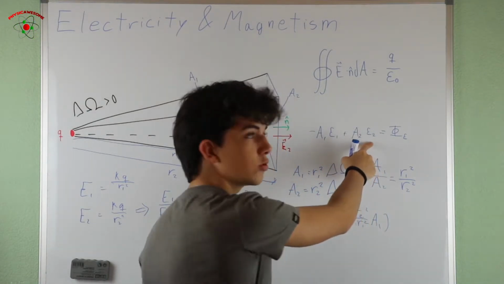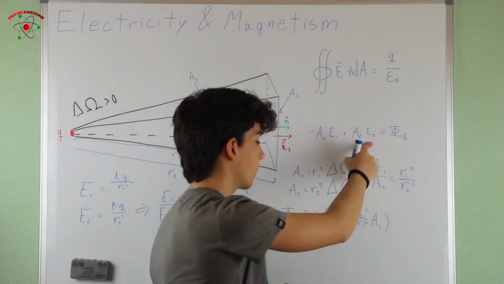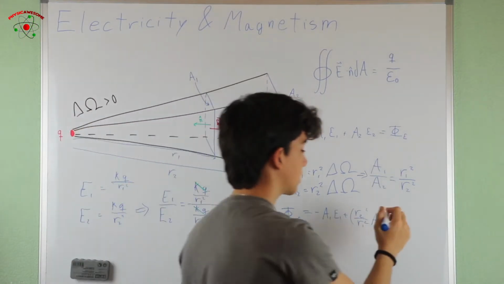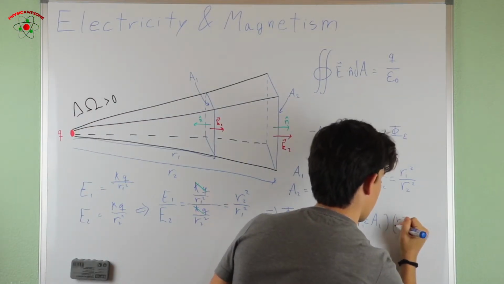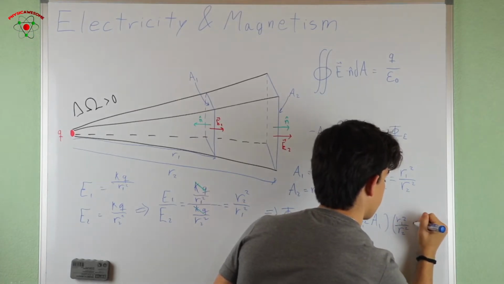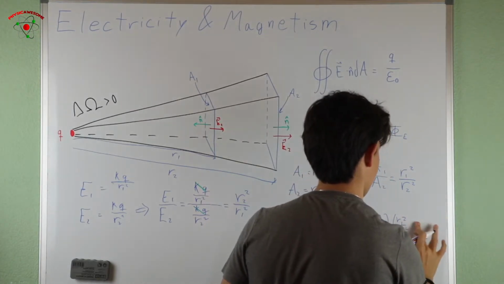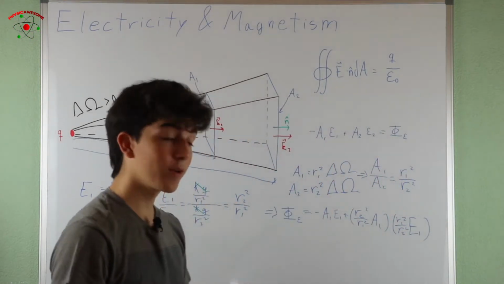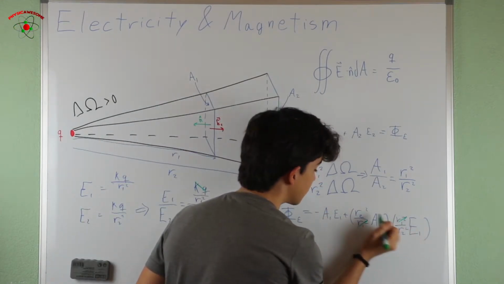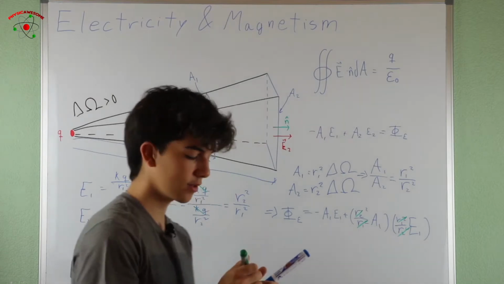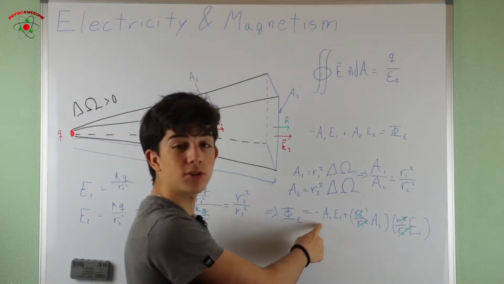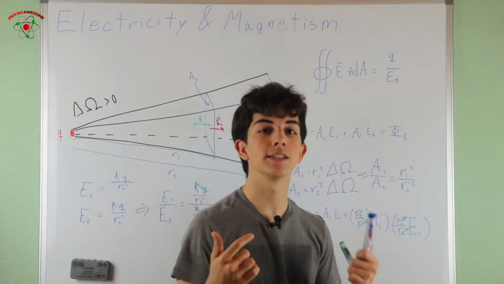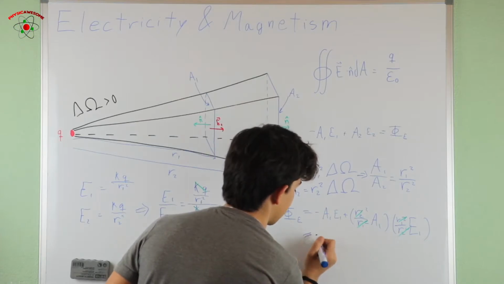And now we want to do the same thing for E2. Solving for it in this equation, we see it's R1 squared over R2 squared times E1. Now, we can see that all of this cancels, and we are left with minus A1 E1 plus A1 E1, which is indeed 0, as we were expecting it to be.